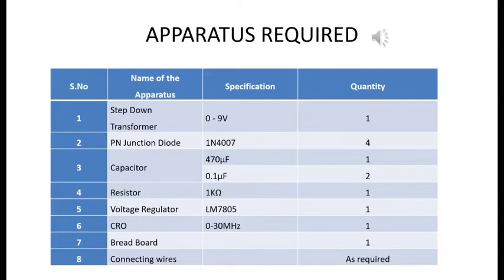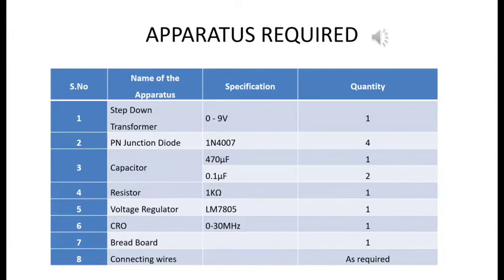And next we need a diode, to be used in the rectifier circuit. Since we are using a bridge rectifier, we need 4 diodes. The specification of the diode is 1N4007. Then we need capacitors of 2 values, 470 microfarads and 0.1 microfarads, as we have specified in the block diagram, in the filtering section. Next we need a current limiting resistor of 1K, and a voltage regulator. The regulator IC is LM7805.